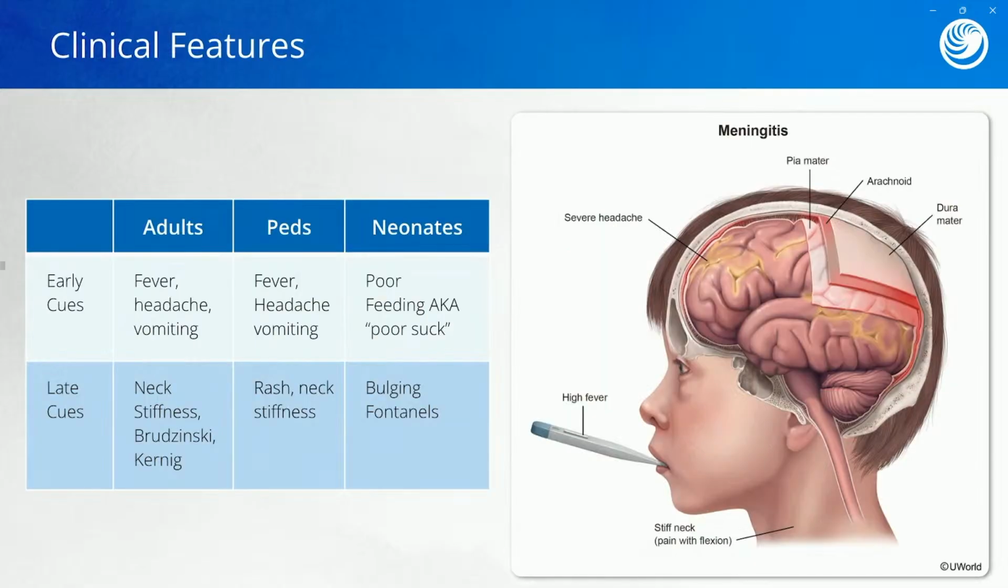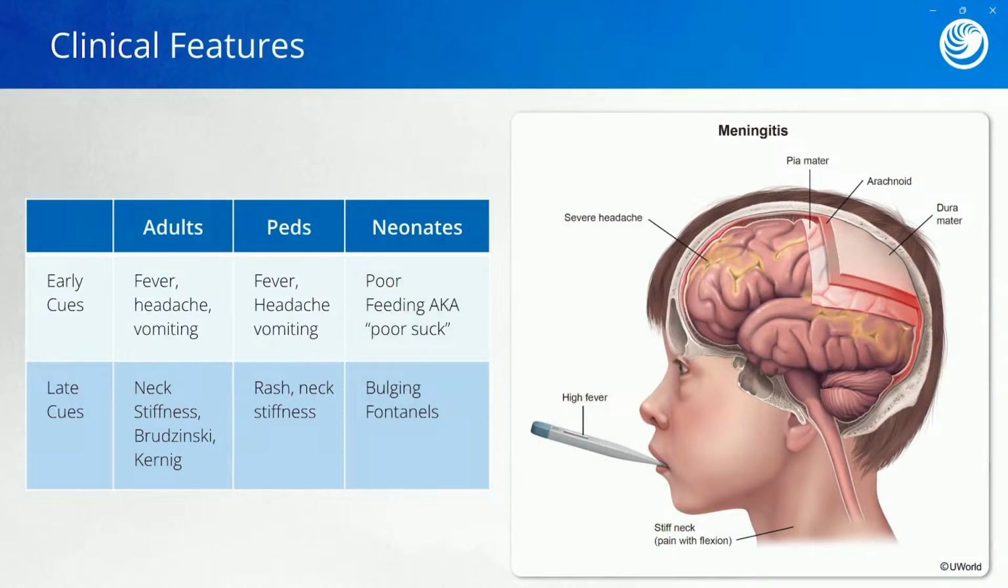Let's talk about clinical features, which really means cues. You always want to look for cues or abnormalities in your patients. There's a difference between adults, pediatrics, and neonates, and you also want to know early versus late cues. We want to protect our patients and catch these things early, catch those abnormalities early. With adults, you're looking at fever, headache, vomiting, and you see that with pediatric patients too. But with adults and later signs, you're going to see neck stiffness, Brudzinski, or Kernig sign, which we'll talk about in the next slide. Pediatric patients, you're going to see a rash. And neonates, that early sign is going to be poor feeding, or you might see poor suck, or perhaps bulging fontanelles from increased cerebral edema.